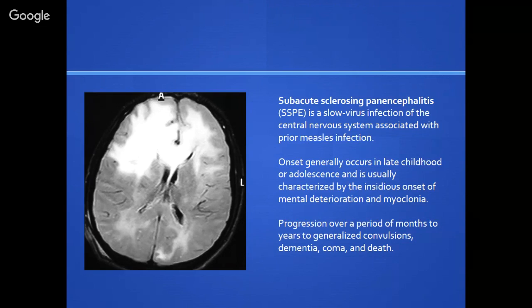Has anybody seen any case of this? Anybody ever? Me neither, I've never seen one. Measles, maybe as more people don't vaccinate. The anti-vaxxers. Yeah, it's true.